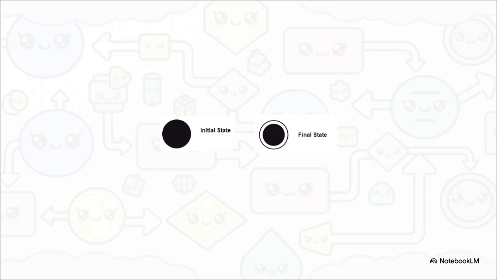That solid black circle, that's the initial node. It's the green flag waving saying go. And the bullseye symbol is the activity final node. That's the checkered flag that says, all right, we are done. Everything that matters happens between these two points.